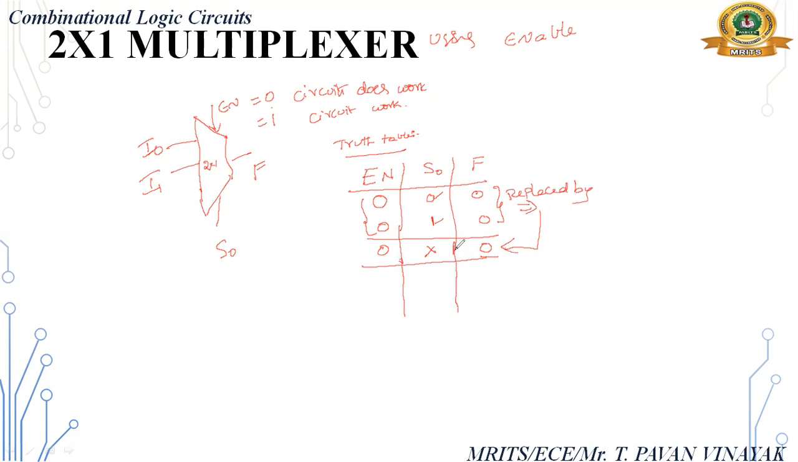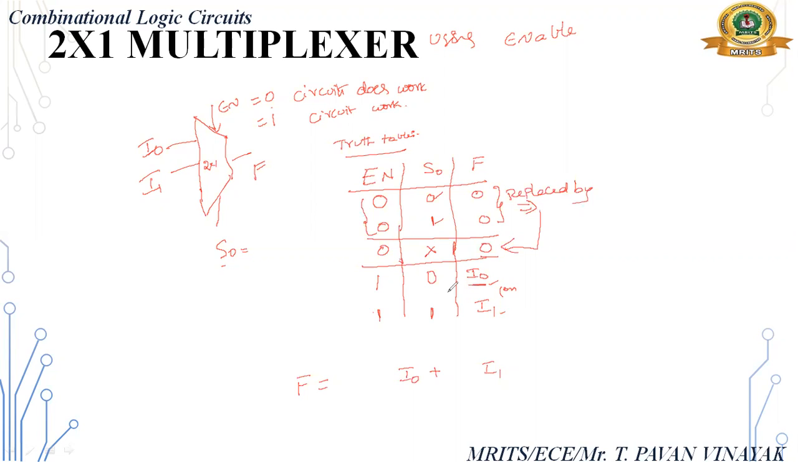Next. Enable is 1, S naught is 0. When S naught is 0 we get I naught. Again enable is 1, S naught is 1. If S naught is 1 we get I1. Okay. Now the expression F is equal to I naught plus I1.